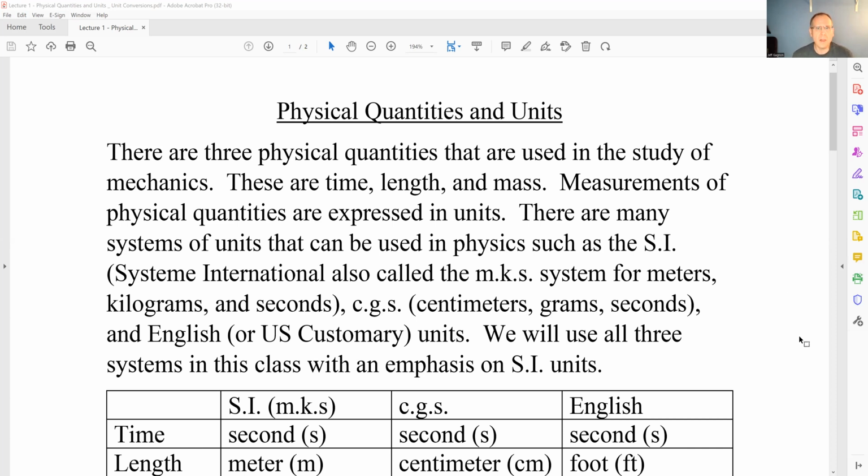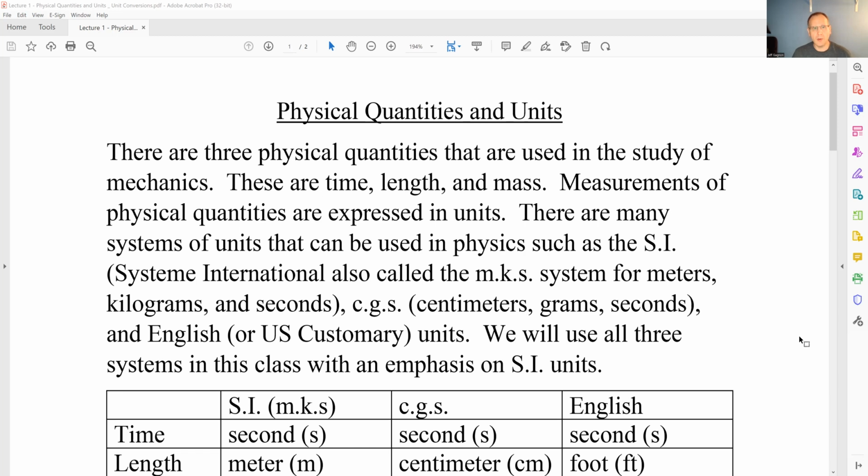In this video, I want to talk about some physical quantities that are used in the study of physics and their associated units. And in particular, I want to discuss how to convert between different sets of units. Okay, so first of all, there are basically three physical quantities that are used in the study of mechanics, and these are time, length, and mass.